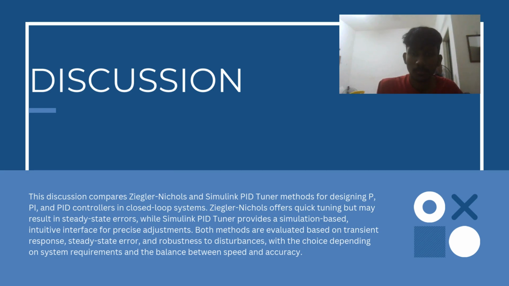The discussion of this video is about comparing the Ziegler-Nichols and Simulink PID tuner methods for designing PI and PID controllers in closed loop systems. Ziegler-Nichols offers quick tuning but may result in steady state error, while the Simulink PID tuner provides a simulation-based, intuitive interface for precise adjustment. Both methods are evaluated based on transient response and steady state error, and the choice depends on system requirements and the balance between speed and accuracy as well.